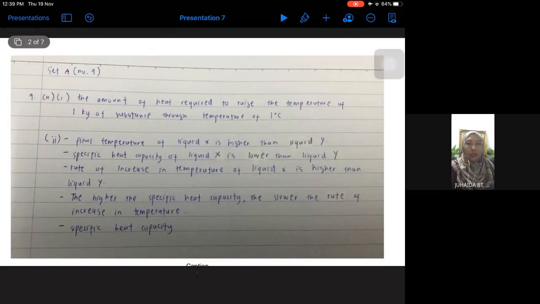1200 joule itu ialah heat energy, betul? 1200 joule of heat energy is required by liquid X, 1 kg of liquid X, to increase its temperature by 1 degree Celsius.